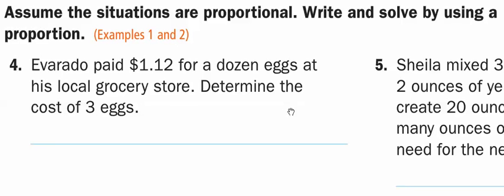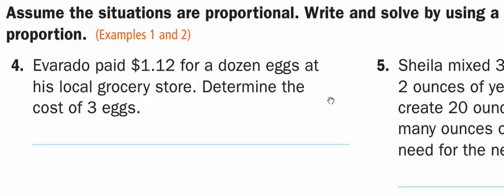Number 4 says, assume the situations are proportional. Write and solve by using a proportion. So let's try it. If we have to write it, let's see what we get. It says Everardo paid $1.12 for a dozen eggs. So $1.12 per dozen. And right above a dozen, I'm just going to write 12. At his local grocery store. Determine the cost of 3 eggs.